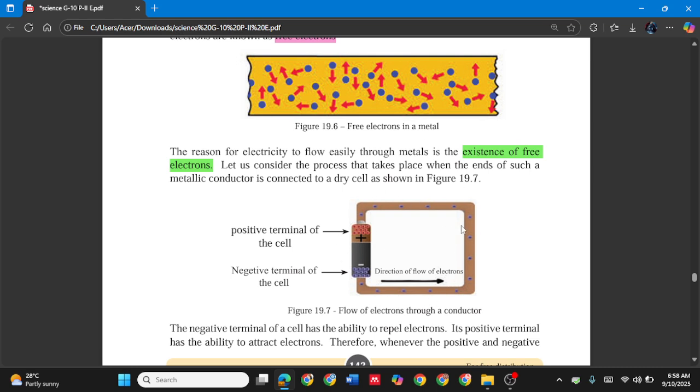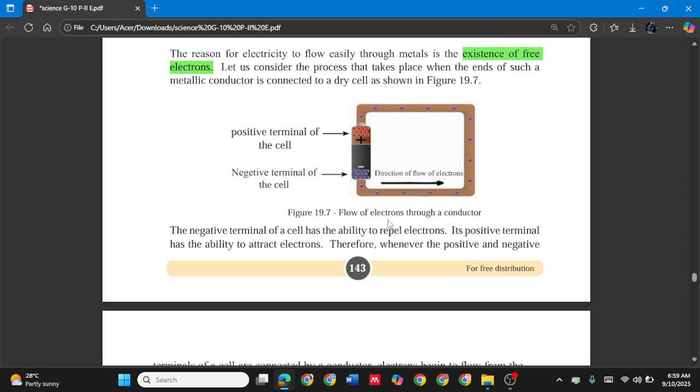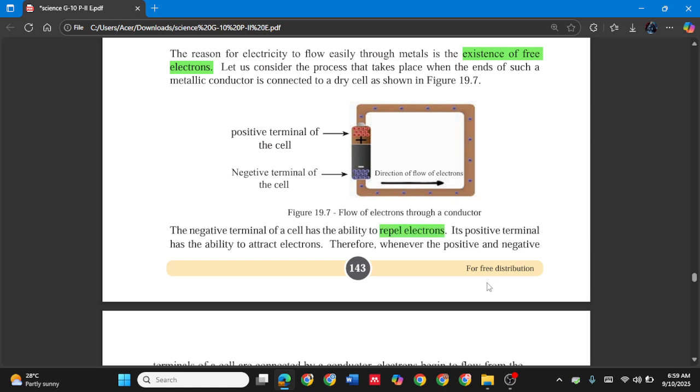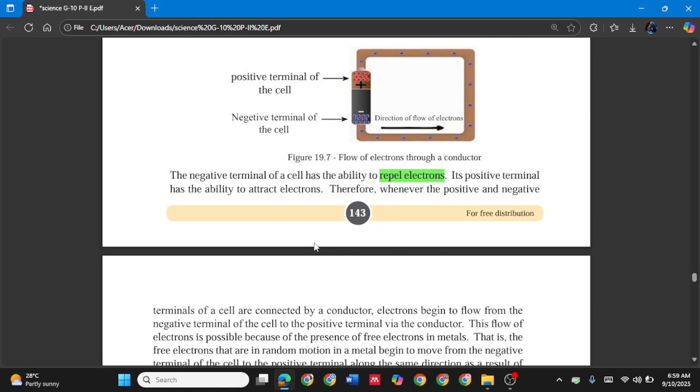එතකොට ඉලෙක්ට්‍රෝන්ස් යන පැත්ත තියෙනවානේ ඩිරෙක්ෂන් ඔෆ් ෆ්ලෝ ඔෆ් ඉලෙක්ට්‍රෝන්ස්. ඒකට opposite side එක, පොසිටිව් පැත්තට තමයි කරන්ට් එක ජෙනරේට් වෙන්නේ. The negative terminal of the cell has the ability to repel electrons. negative terminal එකට තියෙනවා repel කරන්න පුළුවන් ability එක. Its positive terminal has the ability to attract electrons. Positive terminal attract කරනවා. Okay.